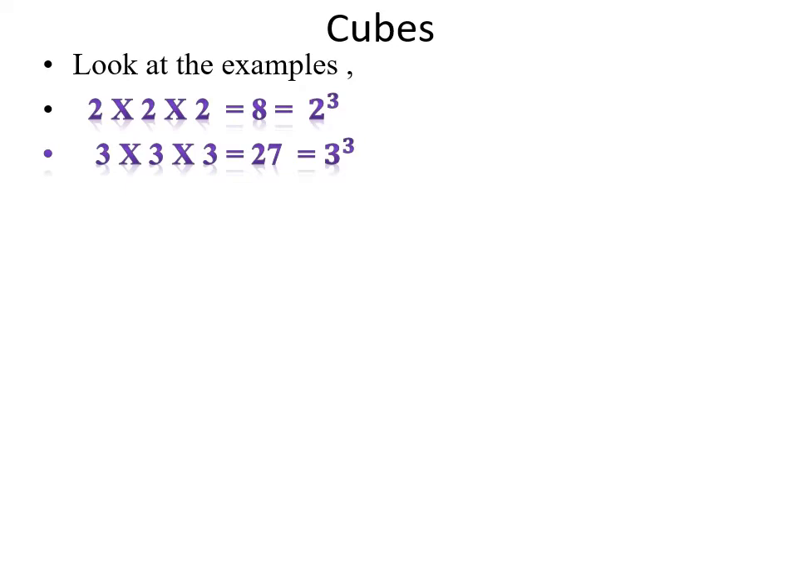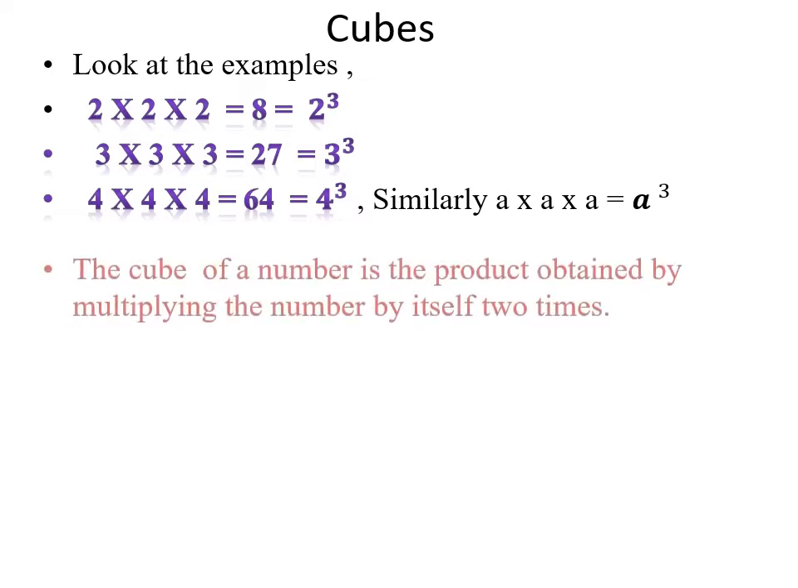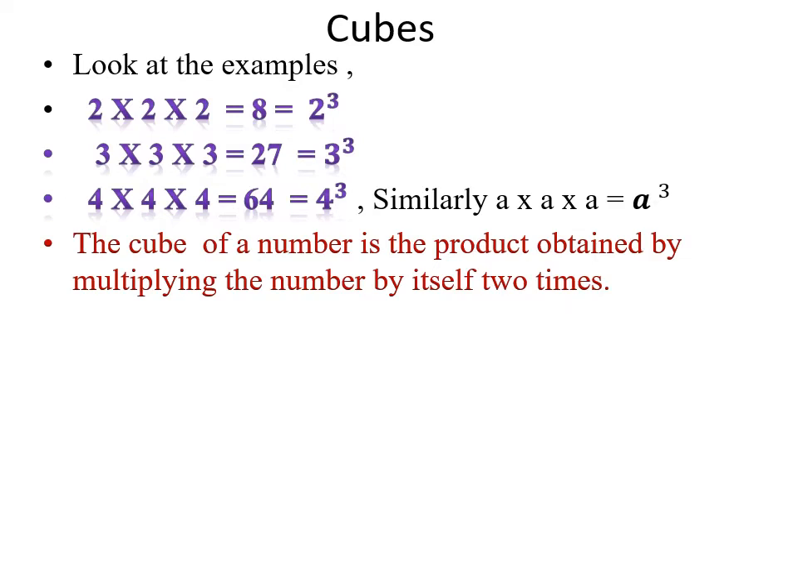Look at the examples. 2 into 2 into 2 equals 8 equals 2 cube. 3 into 3 into 3 equals 27 equals 3 cube. 4 into 4 into 4 equals 64 equals 4 cube. Similarly, a into a into a equals a cube. The cube of a number is the product obtained by multiplying the number by itself 3 times.